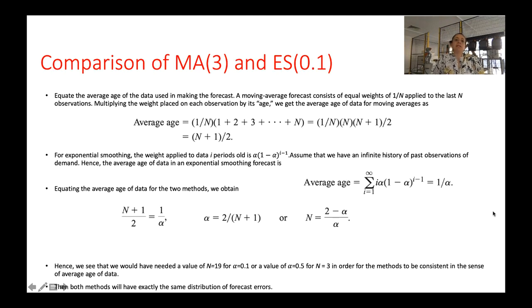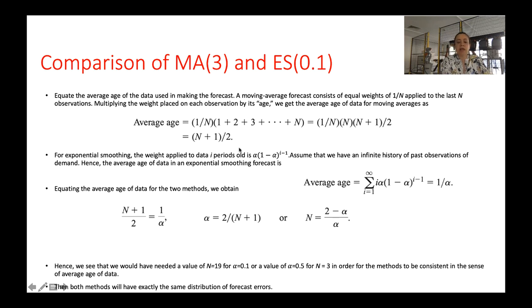To be able to make the parameter settings consistent, we can equate the average age of the data used in making the forecast. In the moving averages method, we use n observations, and the weight assigned to each observation is 1 over n. To calculate the average age, we can sum up all the ages multiplied with the weight assigned to these ages, and obtain that for the moving averages, the average age of the data is (n plus 1) over 2.